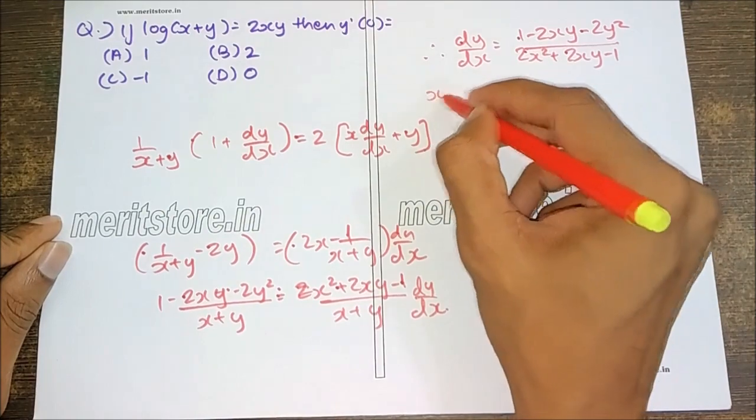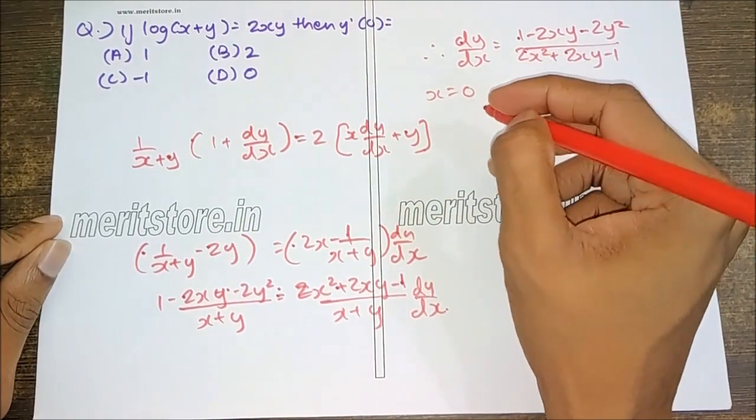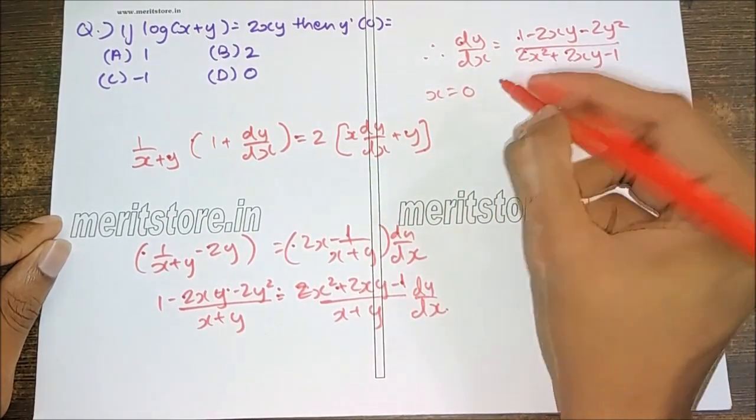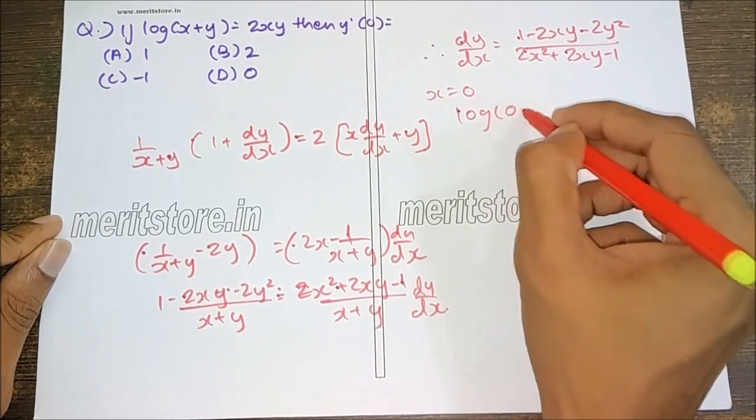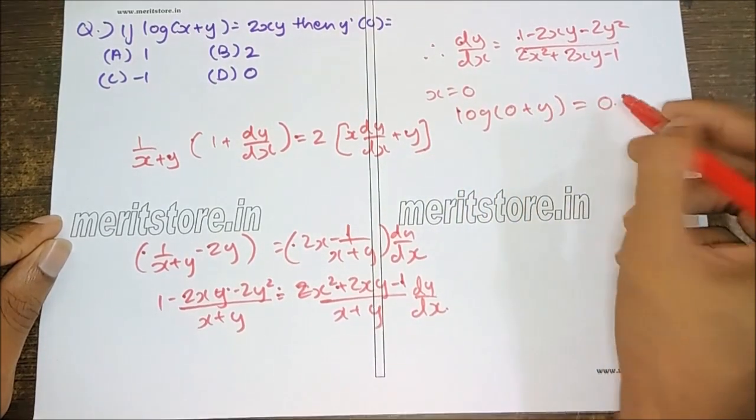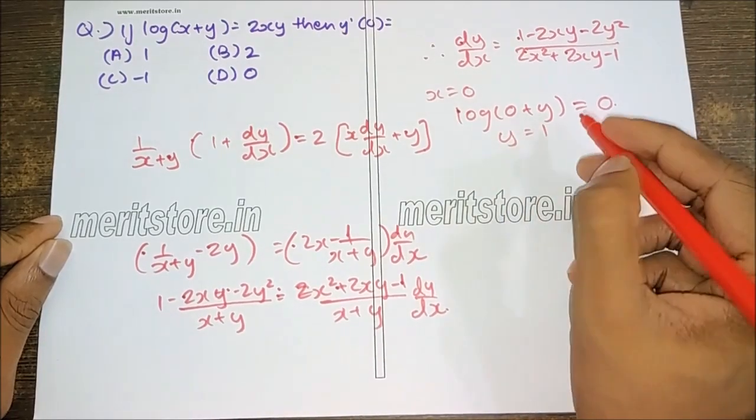So if x is equal to 0, then log of x plus y is equal to 2xy. If we substitute, we get 0 plus log y, which is equal to 0. Therefore y we get as 1.